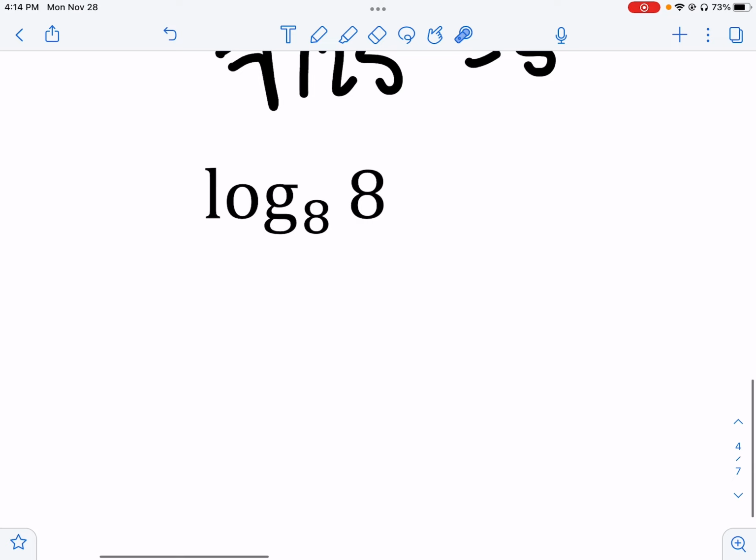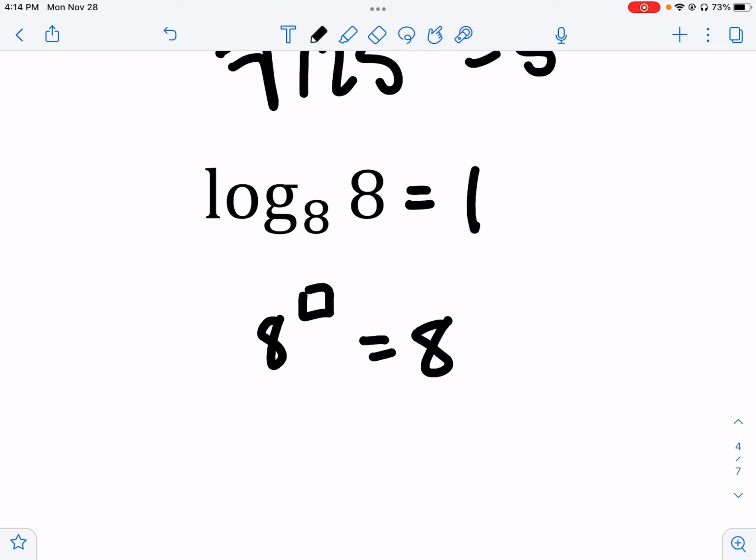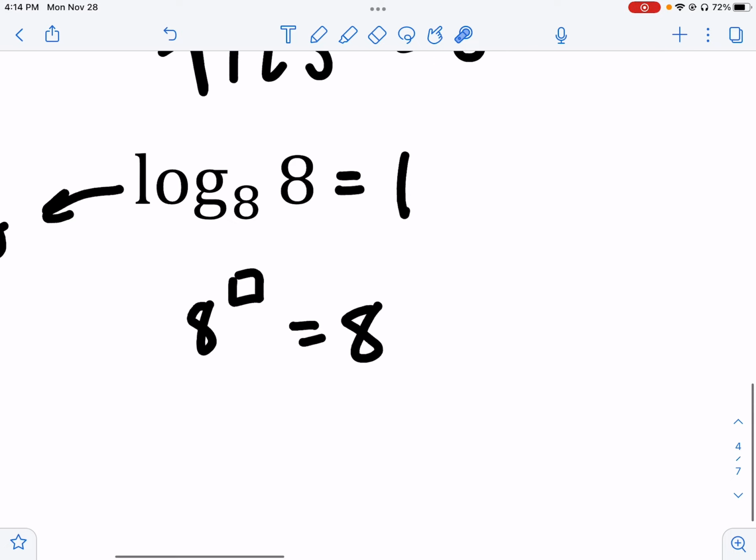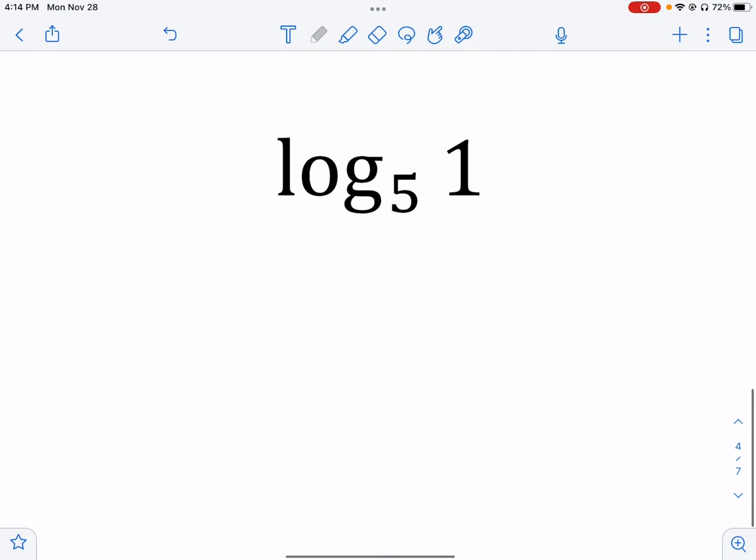Okay. 8 to the what equals 8? Well, just 1. This one is an identity or a property. Every time this is going to happen, because the only thing you can raise something to get it to become itself is 1. This will always be true. It's pretty cool.